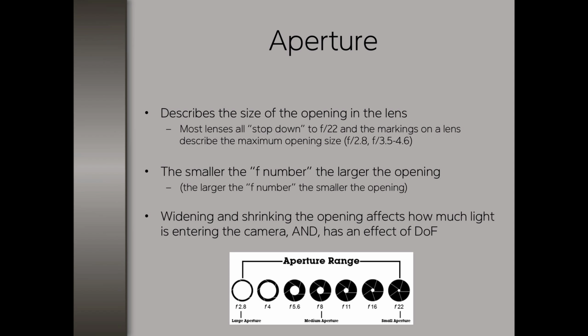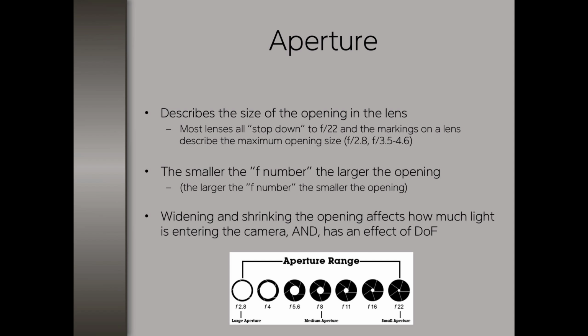So here's where it gets a little bit confusing. The smaller the f number, the larger the opening. And conversely, the larger the f number, the larger the aperture number, the smaller the opening. So if you look down at the chart at the bottom, the smaller the number, so on the left, f/2.8, it's a small number. The smaller the number, the wider the opening. And all the way to the right, f/22, it's a large number and it has the smallest opening.